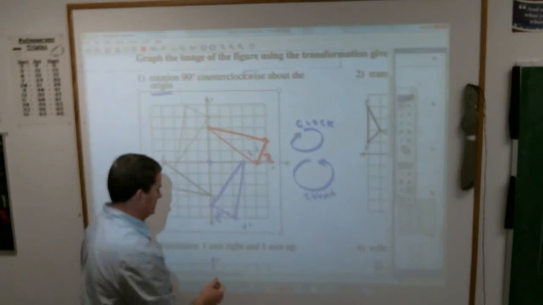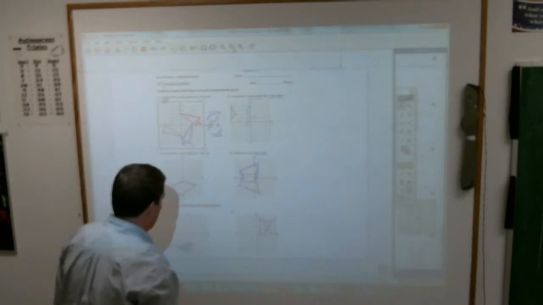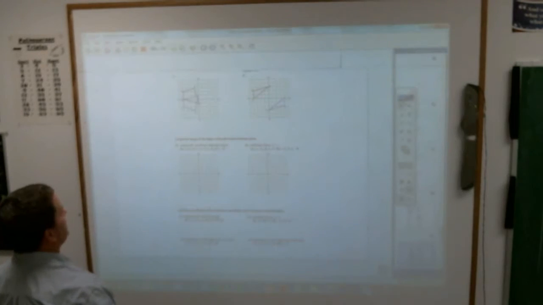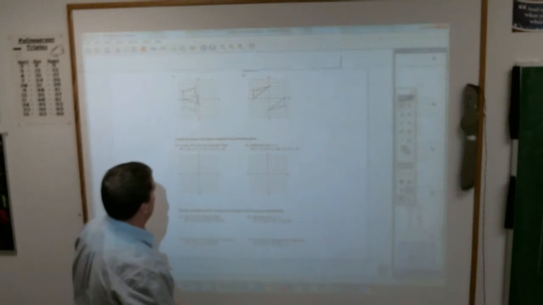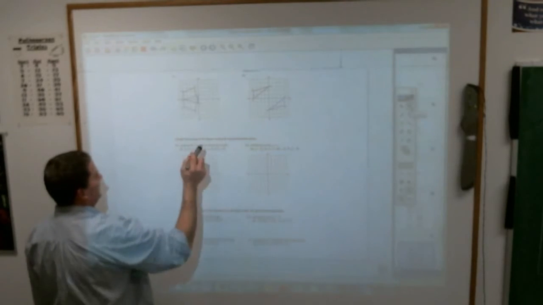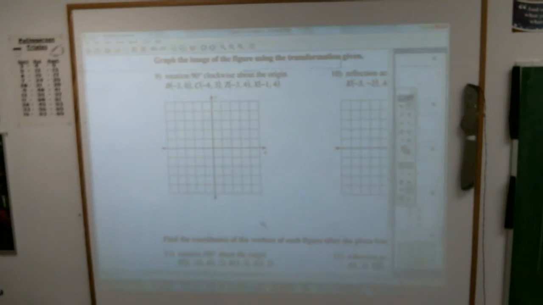So let me give you one. I want to see, is there another rotation on this sheet somewhere? The one on the other side? What's problem number 8? It's like a square. I want to do this right now while you're sitting there enjoying life. Do problem number 9. I want to see if you can do both. I want you to see if you can graph that four-sided shape, the quadrilateral, and then rotate it 90 degrees clockwise about the origin.